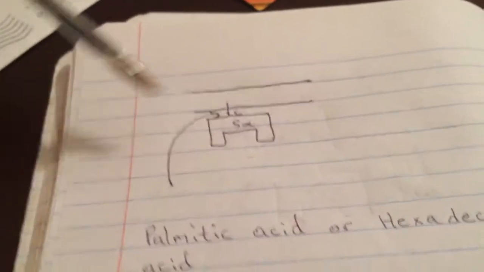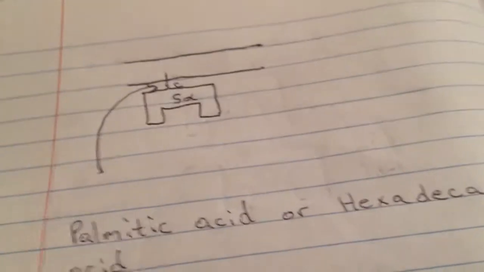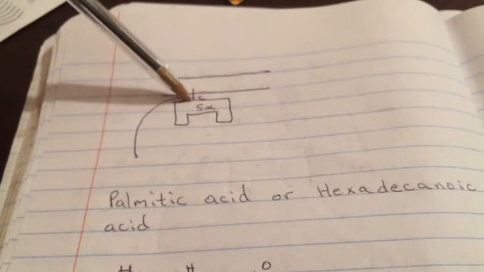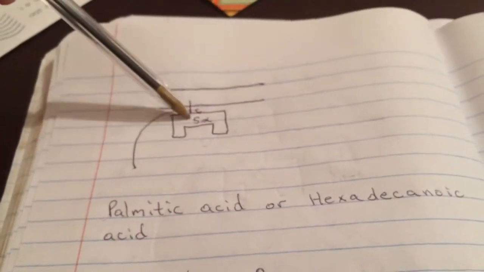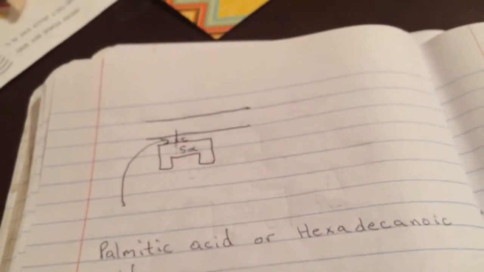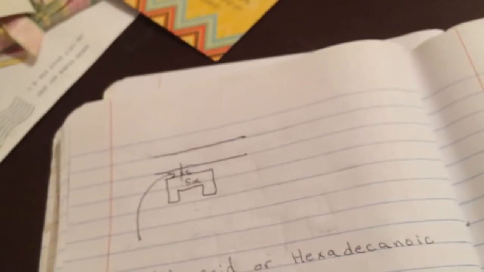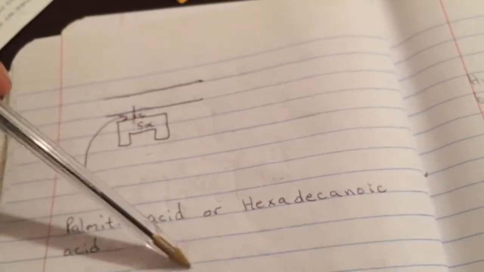So anyway, here's your S alpha, and I think I went over this before, but you could look at this as just the G monomeric protein by itself, like RAS. There's a cysteine residue coming out of it, and the cysteine attaches to a fatty acid called palmitic acid or hexadecanoic acid. So we know there's going to be 16 carbons, hexadecanoic, and then the acid here.